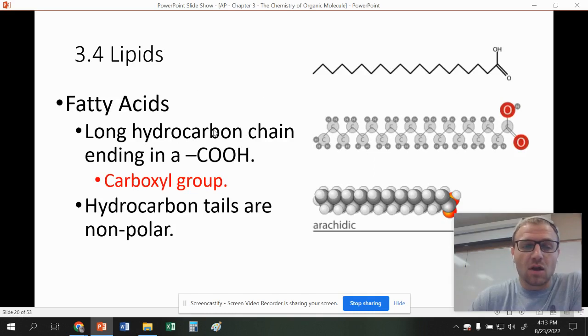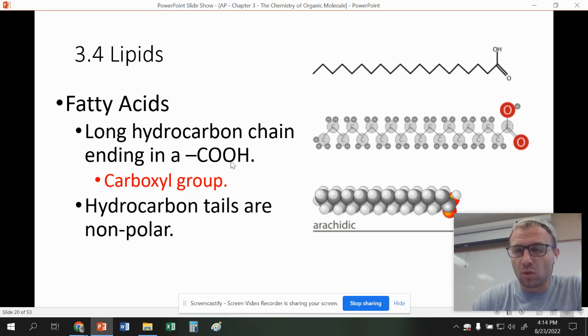Fatty acids are long hydrocarbon chains that end in COOH. This is a carboxylic acid or a carboxyl group. This is what we talked about with functional groups. You won't have to identify this, but you should probably know what a COOH group is going forward. Hydrocarbon tails are nonpolar. This means that they have an equal sharing of electrons and they don't have any polar groups. So this is what makes some lipids that have fatty acids nonpolar.